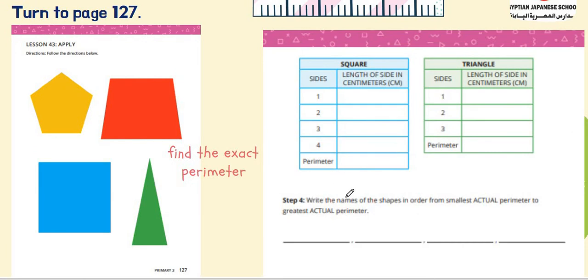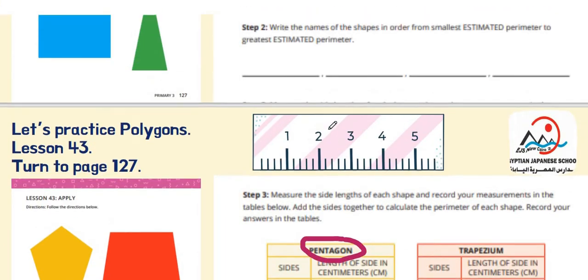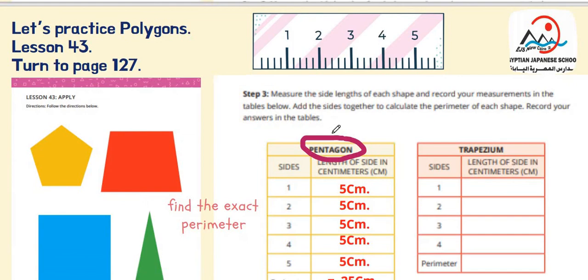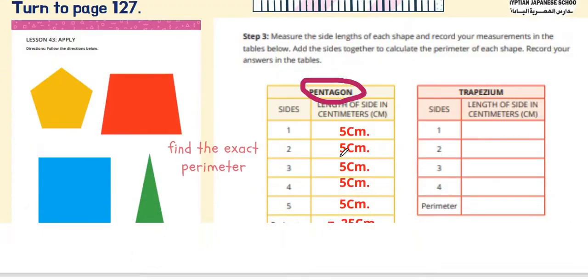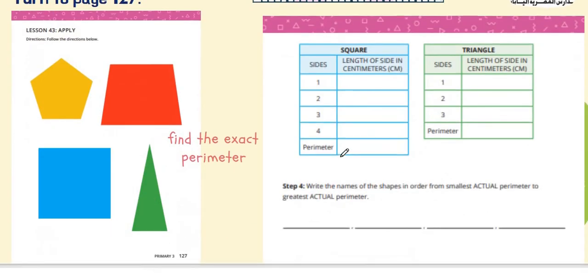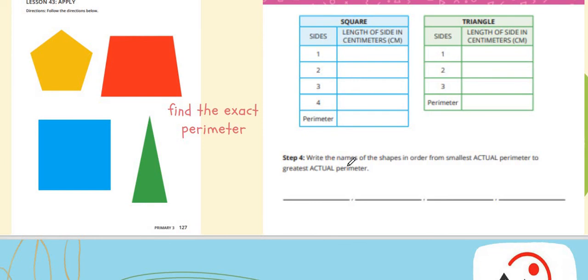The last step we will take today: write the names of the shapes in order from smallest actual or exact perimeter to greatest actual or exact perimeter. So step number 1 and step number 2 talk about estimated perimeter. Step number 3 and step number 4 talk about exact or actual perimeter.